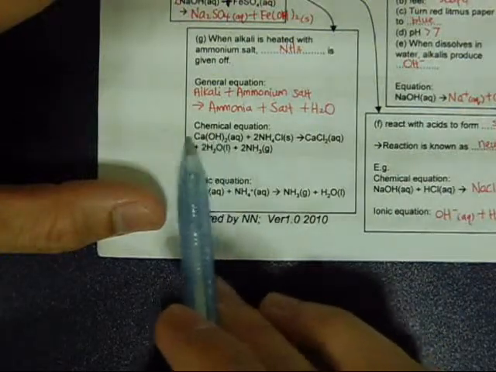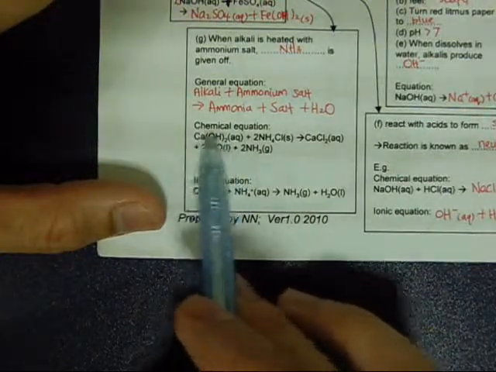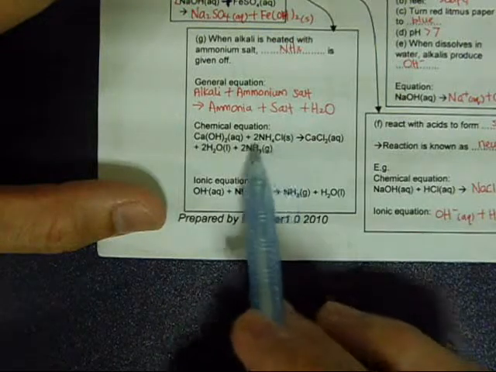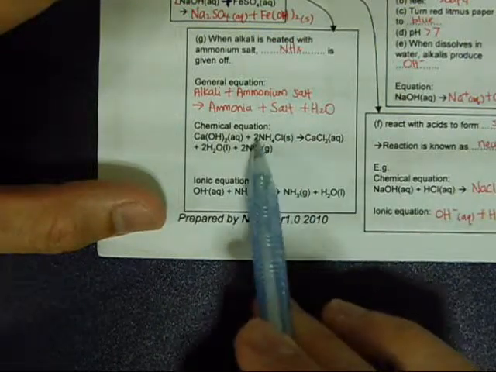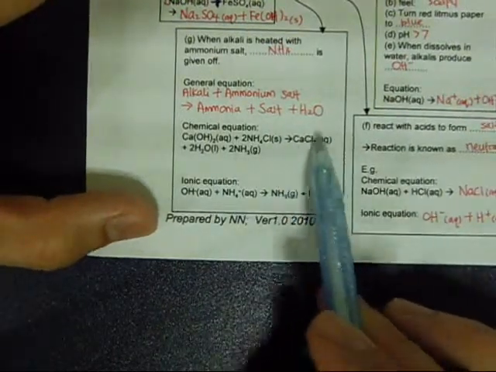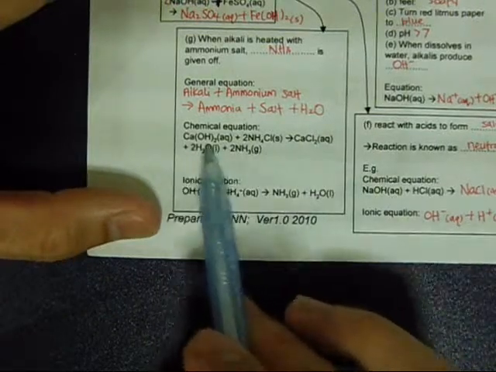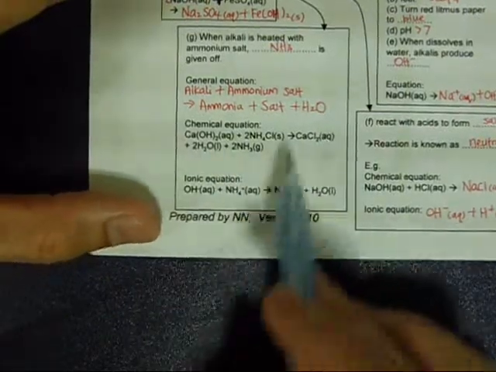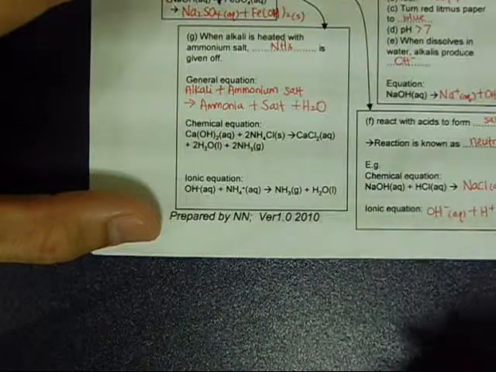So this is an example. You have an alkali, calcium hydroxide, a group 2 hydroxide is an alkali, plus an ammonium salt, in this case ammonium chloride. So you get a salt, calcium chloride, water as well as ammonia. You have to heat it. So in this reaction you have to heat it.